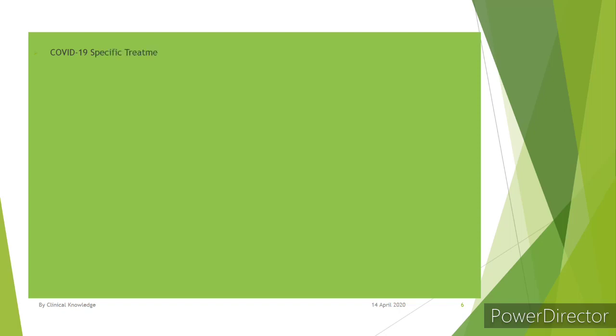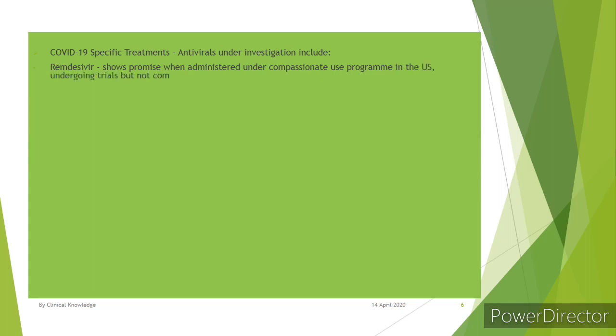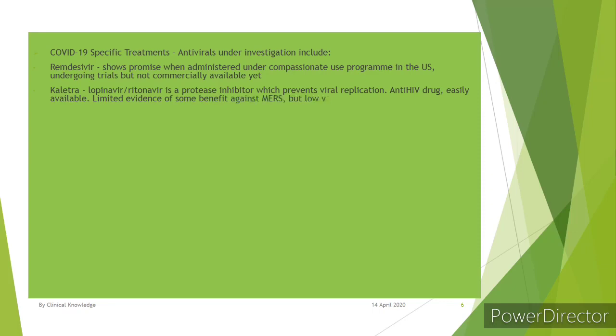COVID-19 specific treatments. Antivirals under investigation include remdesivir, Kaletra, tocilizumab, chloroquine, steroids, and oseltamivir. Remdesivir shows promise when administered under a compassionate use program in the US, undergoing trials but not commercially available yet. Kaletra, lopinavir/ritonavir, is a protease inhibitor which prevents viral replication. It is an easily available anti-HIV drug with limited evidence of some benefit against MERS, but from low volume, low quality trials. RCTs are ongoing in China currently.